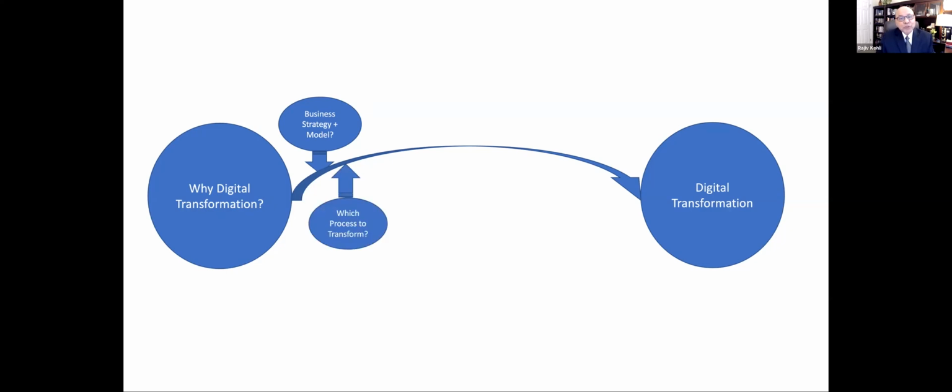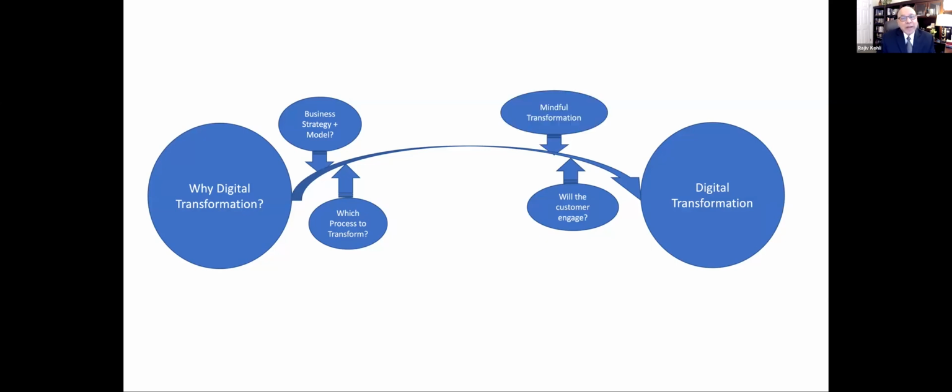And in deciding which process to transform, we have to also understand what is the customer saying about that process, because there are so many different possibilities. So you want to pick something that is effective, that is going to change the way you provide services. And then while you're thinking about which process to transform, think about, will the customer engage? Is the customer ready for it?